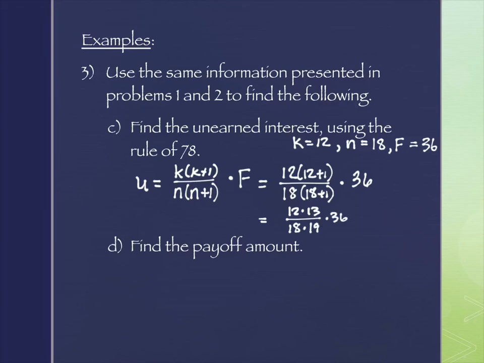If you're not careful, what your calculator might try to do is multiply 12 times 13, and you hit divide by 18, and then it actually multiplies by 19, like it's multiplying all the results by 19. So be careful. If you're concerned that it might happen, I would just advise you to multiply the top and multiply the bottom. So if I multiply my top, I have 156. If I multiply the bottom, I have 342. And then I can multiply by 36. So 156 divided by 342, and then times 36. It should give you 16.42.